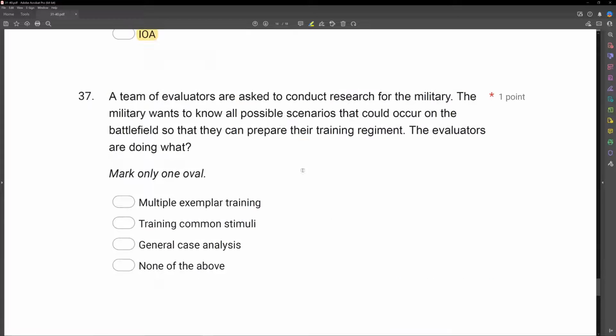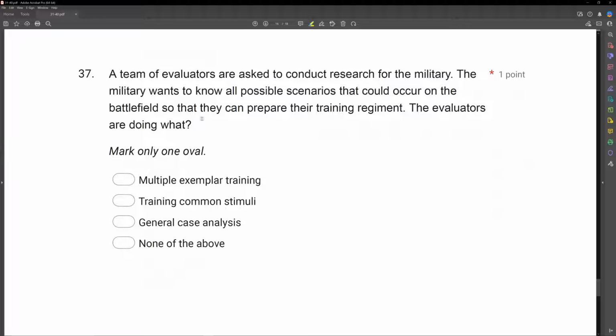37. A team of evaluators are asked to conduct research for the military. The military wants to know all possible scenarios that could occur on the battlefield so that they can prepare their training regimen. The evaluators are doing what? Okay. Tricky question. I think this is a harder question. 7 or 8 on the difficulty scale.